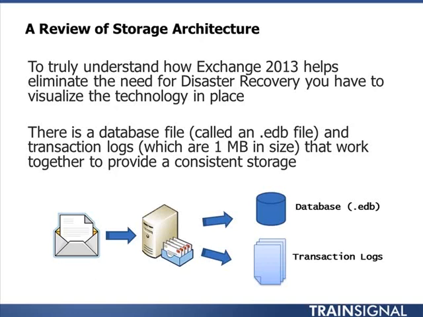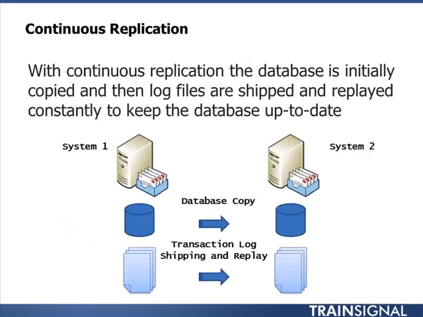So understanding this concept, how email comes into the server, gets written into transaction logs, and then those logs are written into the database itself, is very helpful when it comes to understanding how Exchange utilizes this same concept for high availability through a feature called continuous replication. With continuous replication, the database is initially copied over to another server, and then the log files are shipped and replayed constantly to keep that secondary passive copy of the database up to date.